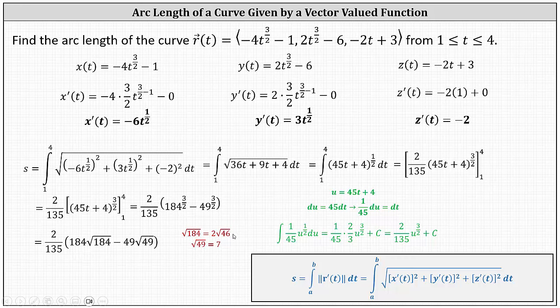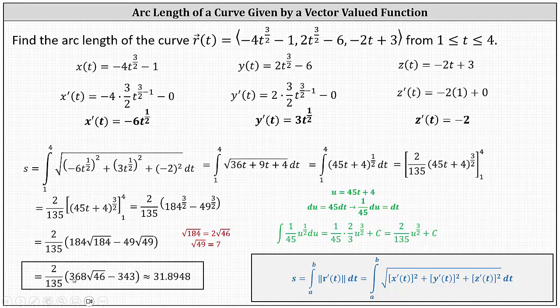184 times 2 square root 46 equals 368 square root 46, and 49 times 7 is equal to 343. So the exact value of the arc length is 2 divided by 135 times the difference of 368 square root 46 and 343, which as a decimal is approximately 31.8948. I hope you found this helpful.